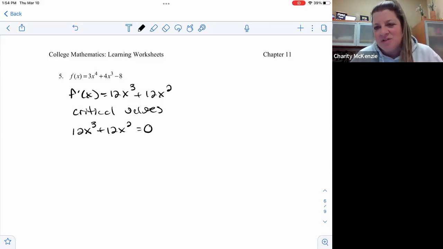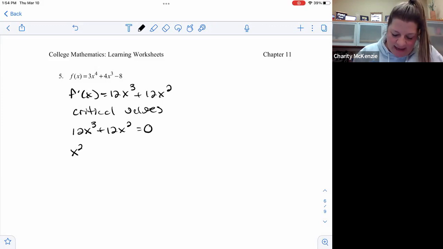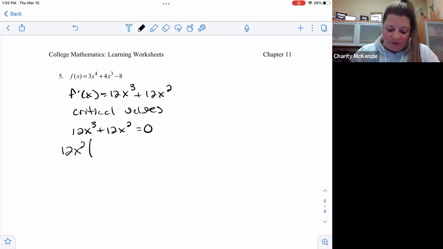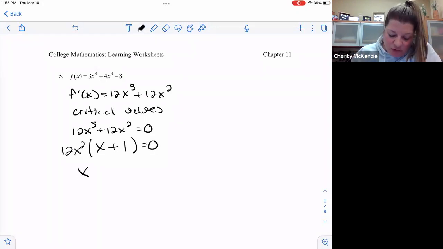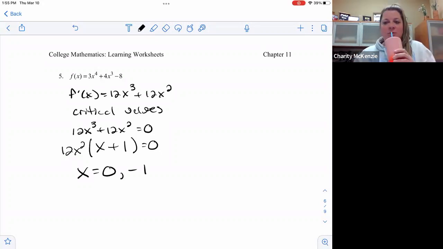Well, we can take out an x squared, and we would be left with 12x plus, oh, I should take out a 12. I'm going to do that again. I want to take that out as a 12x squared. Take out the whole GCF, the numbers as well. So I'd be left with x plus 1 equals 0. When I take out an x squared, x to the third, just an x, that gives me the solution of 0. And then we also have the solution of negative 1 from the parenthesis. So we have two critical values at 0 and negative 1. Do we have a partition number that we need to include?